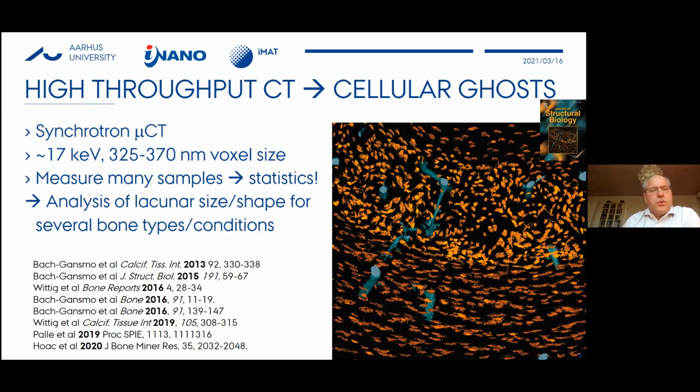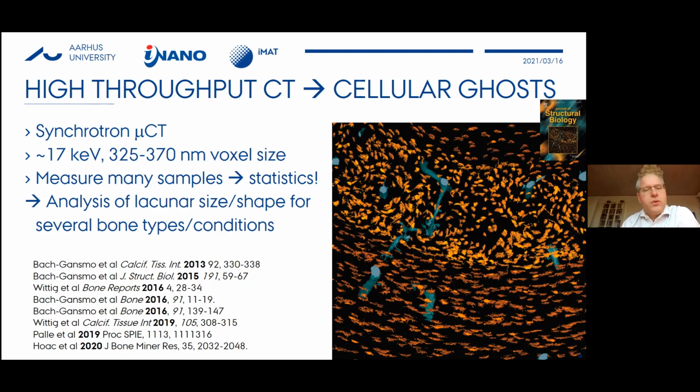Now, doing this, we can measure many samples, which is extremely important when we're trying to do sort of organ scale biology, because there's a lot of biological variation. So we need to be able to do statistics. And say, with the use of a graduate student sample changer, you can go through a few hundred specimens in a couple of days, and so actually collect statistically relevant data sets.